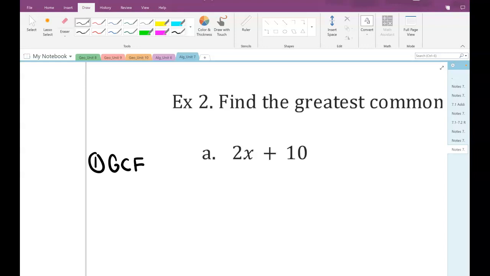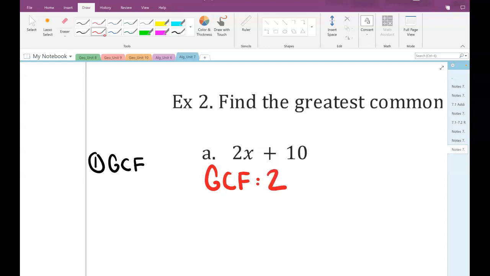So my greatest common factor, I'm going to look, what's my greatest common factor between 2x and 10? What I do first is I look at my numbers. What's my greatest common factor between 2 and 10? Well, that would be 2. The factors of 2 are 1 and 2. The factors of 10 are 1, 2, 5, and 10.